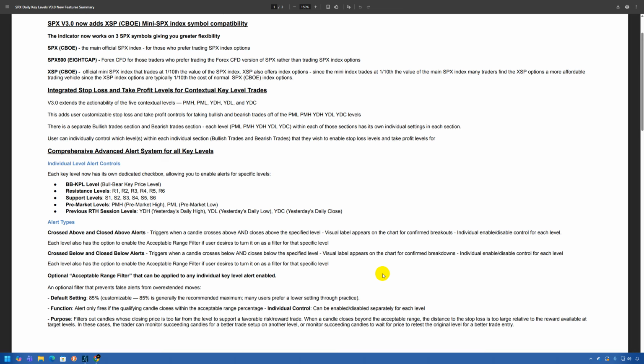As for the function, if this optional range filter is turned on, the alert only fires if the qualifying candle closes within the acceptable range percentage. This is an individual control that can be enabled or disabled separately for any level. The purpose, again, is to filter out candles whose closing price is too far from the level in question to support a favorable risk-reward trade.